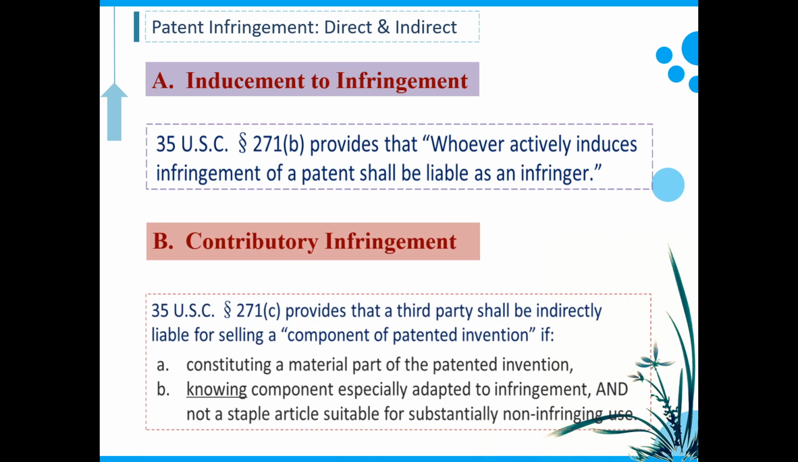Section 271(c) provides that a third party shall be indirectly liable for selling a component of a patented invention if: A. The component constitutes a material part of a patented invention. B. Knowing the component is specially adapted to infringement and is not a stable article suitable for substantially non-infringing use.